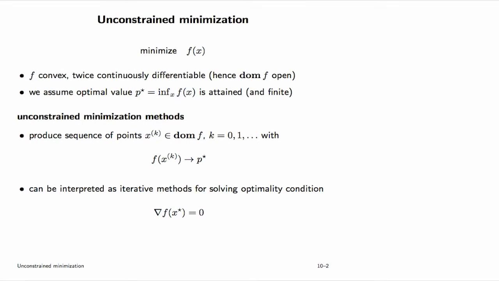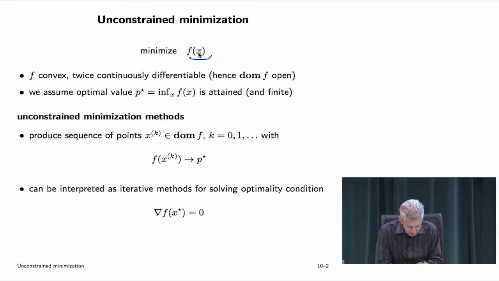So we're going to look at smooth unconstrained minimization. So we're going to minimize an objective function, f, and we're going to assume it's convex and twice continuously differentiable, right? So its domain is open. And we're going to assume that the optimal value is attained, right? The only other option, of course, is that it's minus infinity, it's unbounded below. Actually, all the methods we're looking at will do the right thing when it's unbounded below. We'll see how that works, but we're just going to assume we're in the case where it's bounded below and attained.